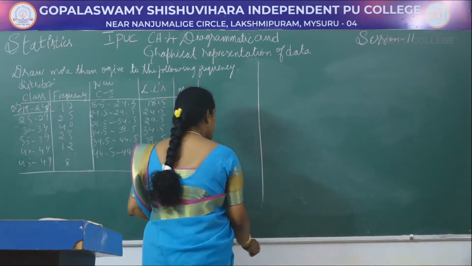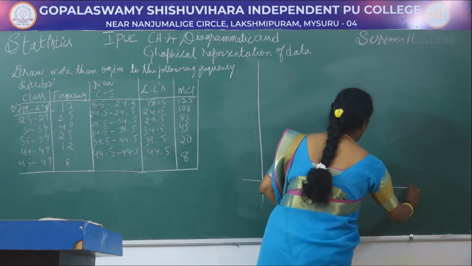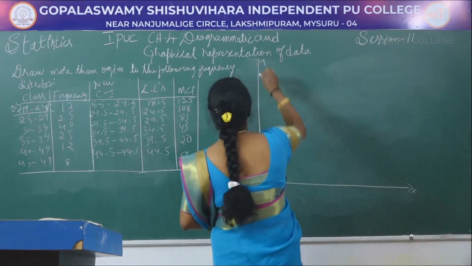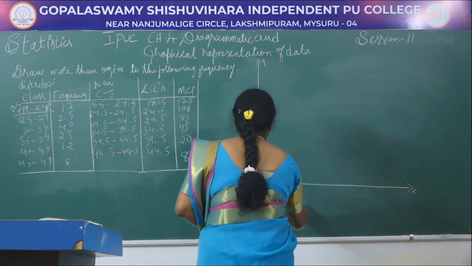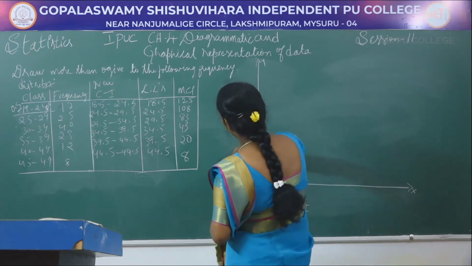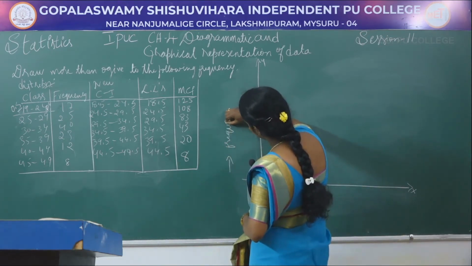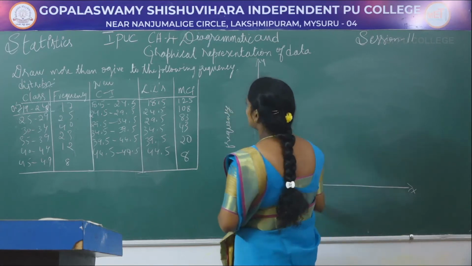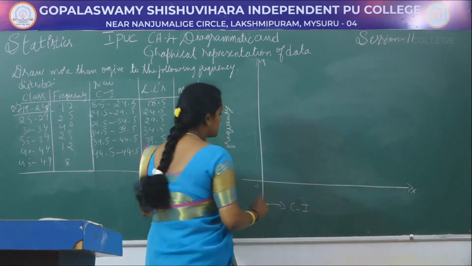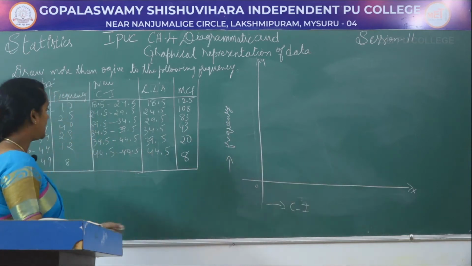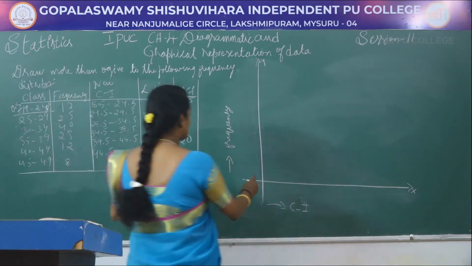The next is we have to draw x-axis, y-axis. In x-axis this is class intervals and in y-axis this is frequency. Here it will start from 0, and 18.5 only I will start.